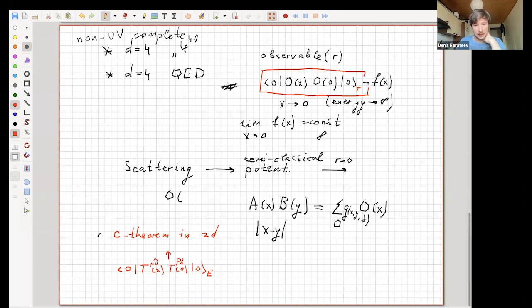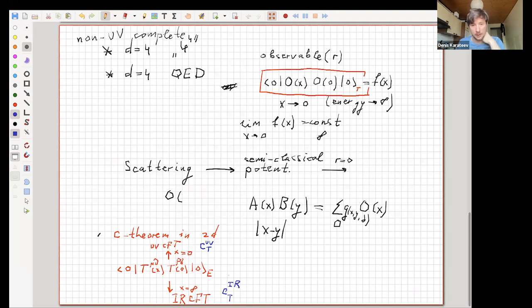If you send x to zero, this is UV, and you have to recover the UV CFT. In the UV CFT, this two-point function is fixed, and it is given basically by some tensor structure and the central charge, C_T in the UV. And then if you go to IR, IR means x to infinity, then you recover the IR CFT, and you should probe the central charge in the IR.